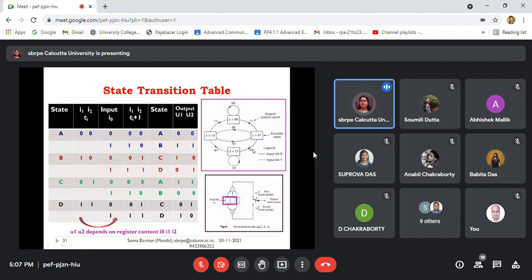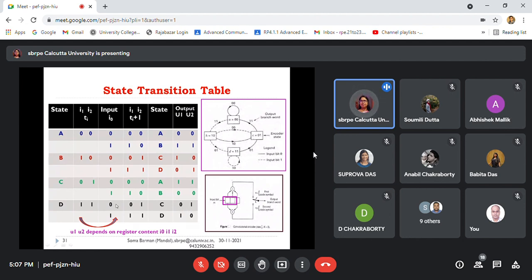So what will be the output branch for this case? That is memory plus the input. So memory is 1 1, and this is 0. I0, I1 and I2: this is 0, this is 1, this is 1. So obviously U1 is 0 and U2 is 1. So the output is U1 is 0, U2 is 1. So this is 0 1, and it is also written 0 1.